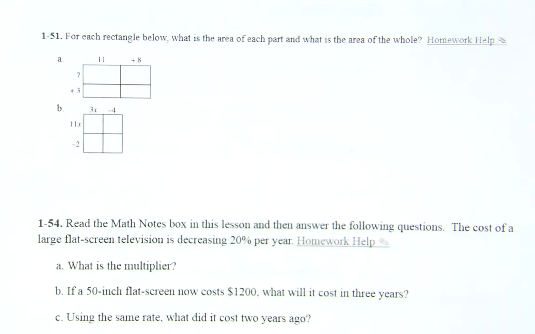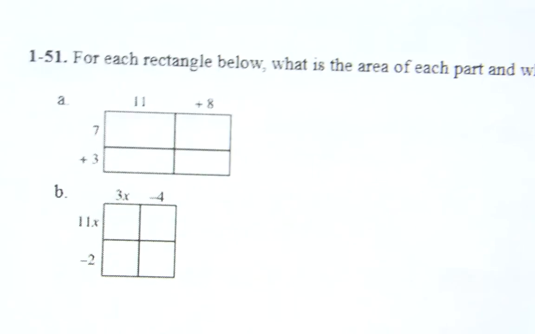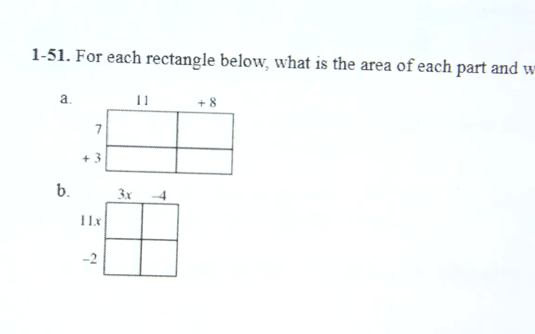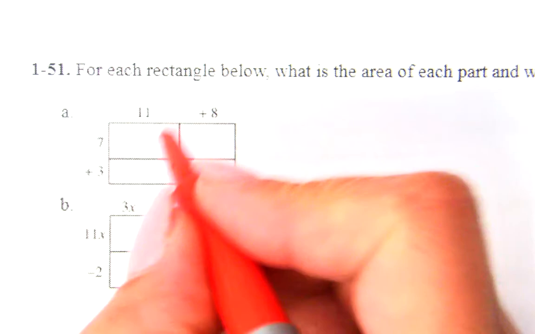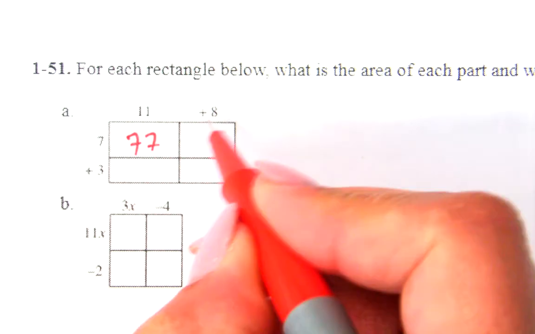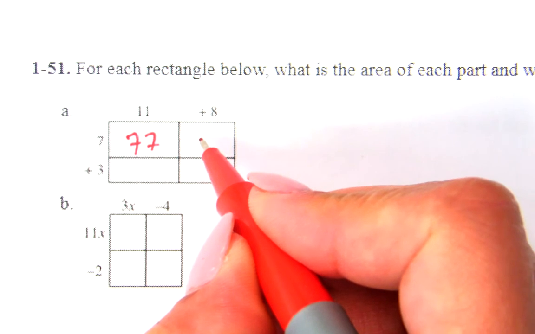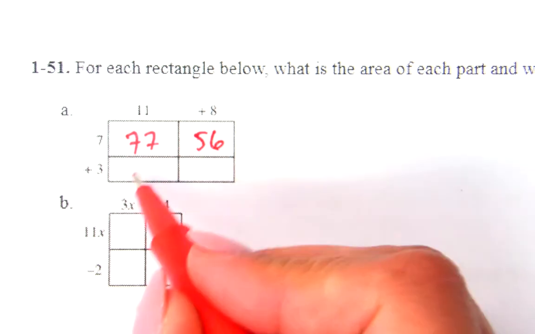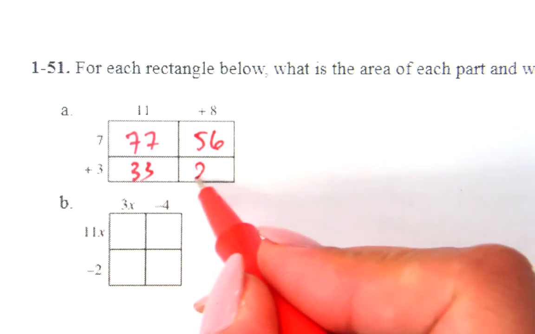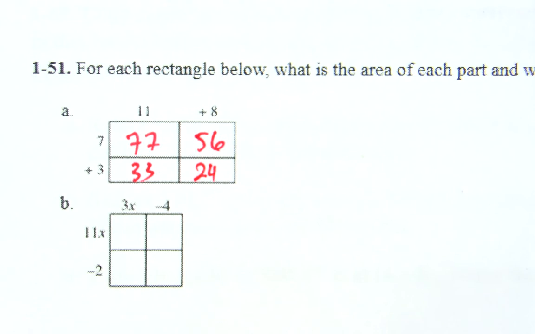So it says for the rectangle below, what is the area of each part and what is the area of the whole? Basically, use your intuition with this. It's just like you've been doing in class. You're just going to multiply to actually get the numbers inside the box. So in this case, it would be 77, was this 56? I hope that's right. 33 and 24. Actually, I can't remember what 7 times 8 is, but I'm pretty sure it's 56.